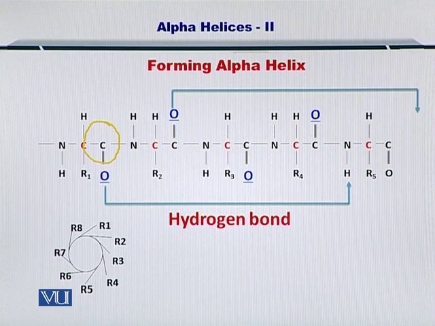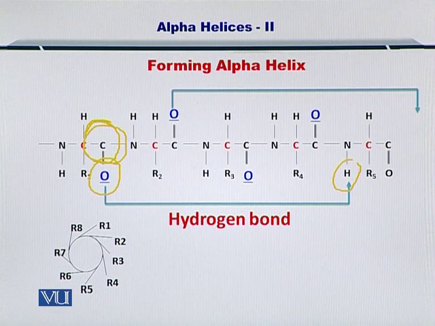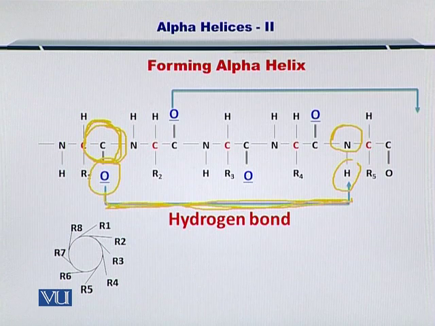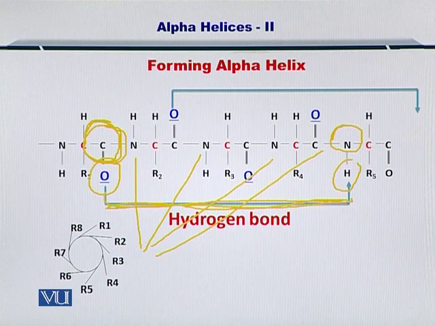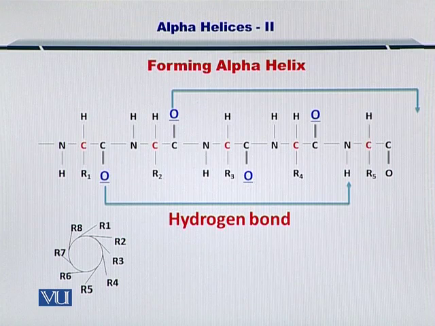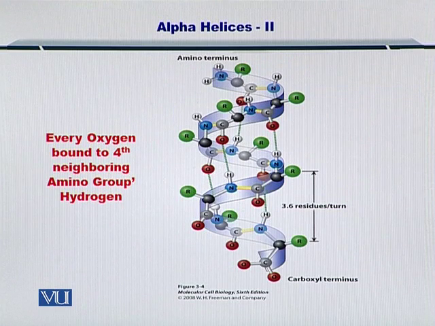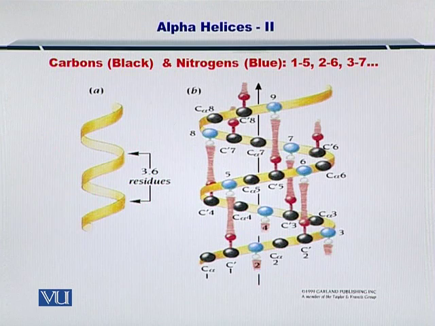For a hydrogen bond to exist between oxygen and hydrogen of C and N terminus, the distance between them should be 4 N termini. 1, 2, 3, and 4. So this is going to lead to the formation of a structure like this, as shown here. This is an alpha helix if you look at it from the top. Again, to summarize, every oxygen bound to the 4th neighboring amino group's hydrogen leads to the formation of such alpha helices. This interaction is shown here using a figure from your textbook.